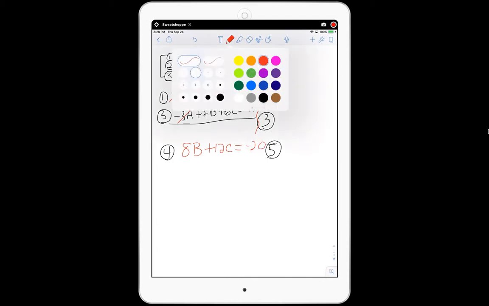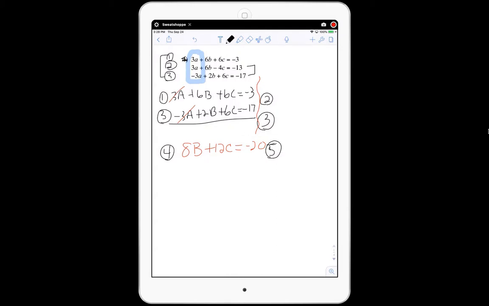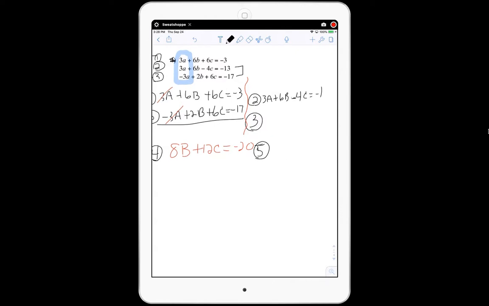Okay, now I want to rewrite line 2. It says 3a plus 6b plus 6c equals negative 3. Then I'm writing line, oops, that was line 1. Apologize. I said I was going to add line 2 and 3 together. So 3a plus 6b minus 4c equals negative 13. Then I rewrite line 3, negative 3a plus 2b plus 6c equals negative 17.